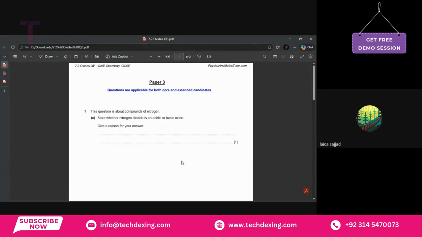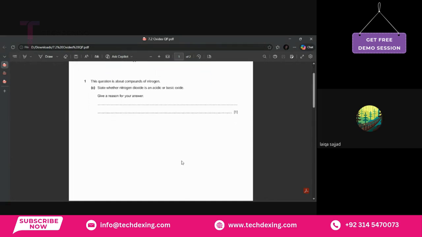Okay, so this is about oxides. The first question is about compounds of nitrogen. State whether nitrogen dioxide is an acidic or basic oxide and give a reason for your answer. It is an acidic oxide, because nitrogen is a non-metal and most oxides of non-metals are acidic. Very good. It's an acidic oxide because it consists of a non-metal.